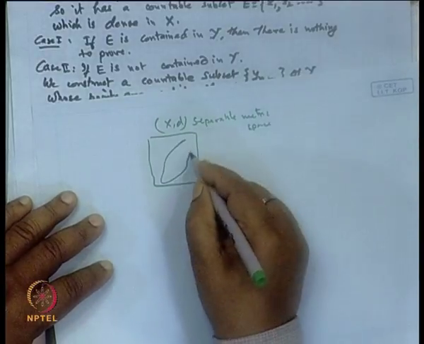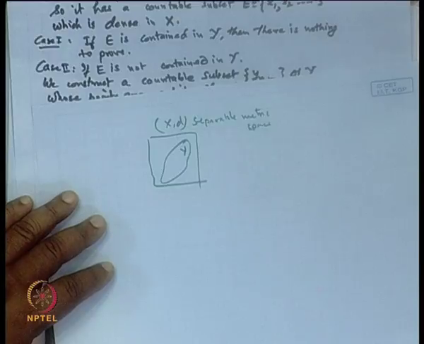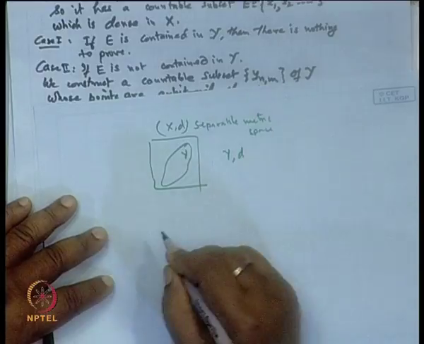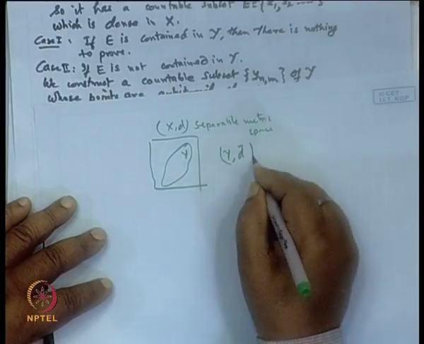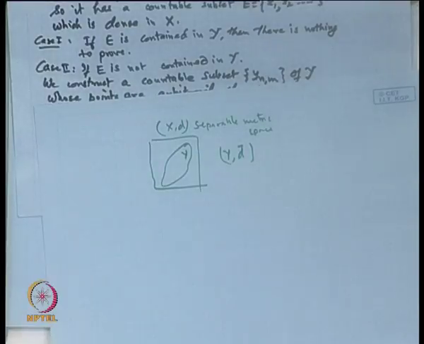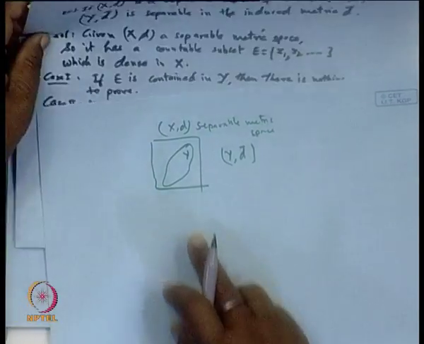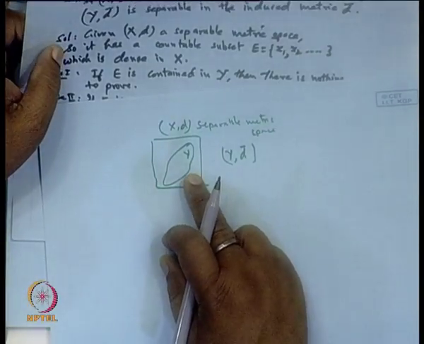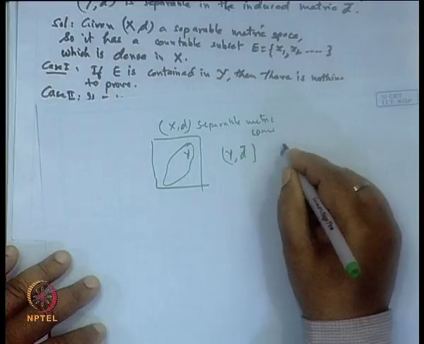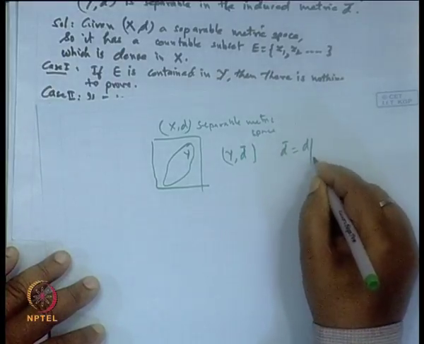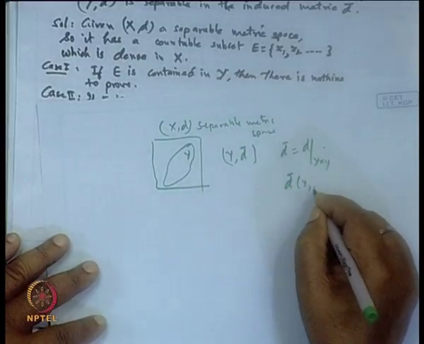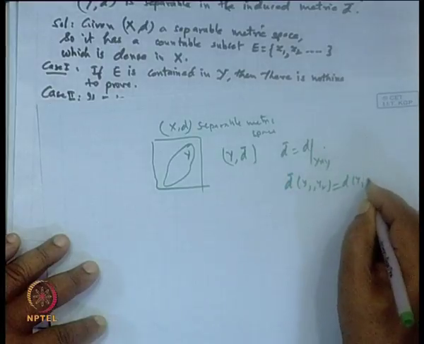Now, if I take a subspace Y of X, then what is the guarantee that this subspace under the restricted metric is also separable? But what this problem says is that if we have a subspace, then this subspace has to be separable under the induced metric d bar. Induced metric means that when I restrict d on Y cross Y, then it must be d bar, that is, the distance of y1 comma y2 is the same as d of y1 and y2.